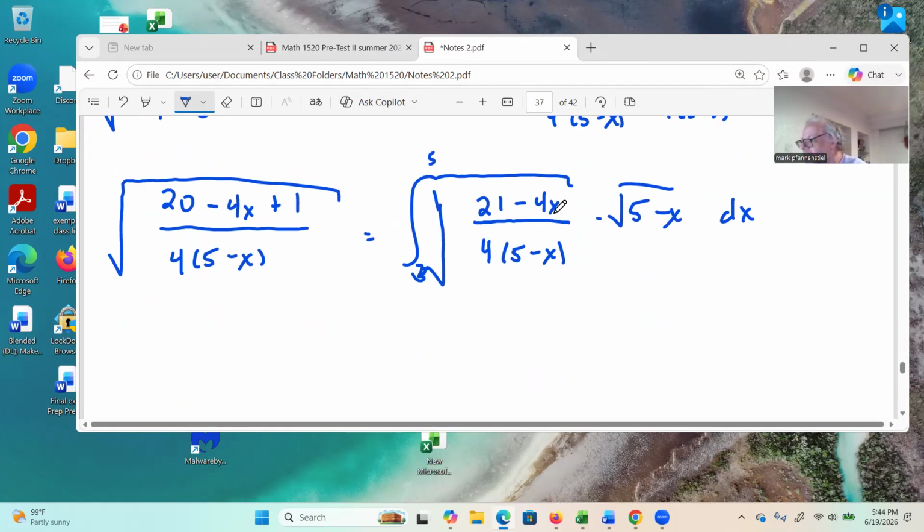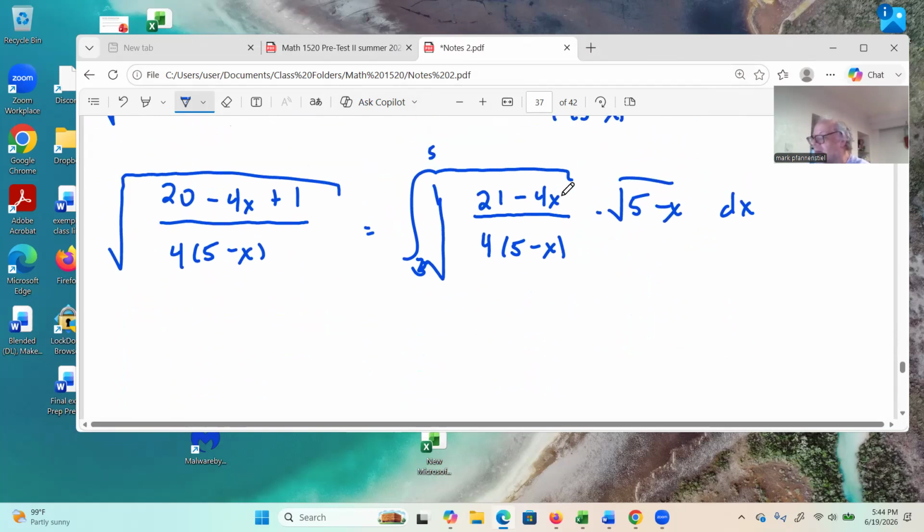Okay. So here's what's usually going to happen with these problems. Not always, but frequently, this is the thing that happens. If I have the square root of a over b, I could say that that's the square root of a over the square root of b. Right?